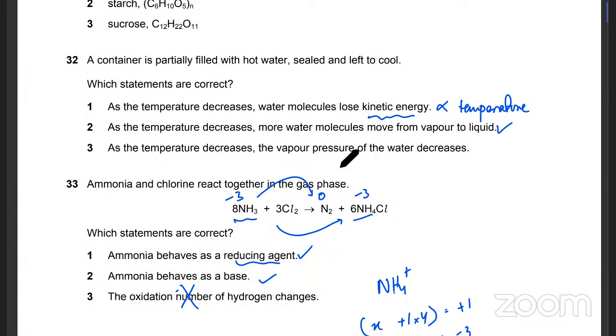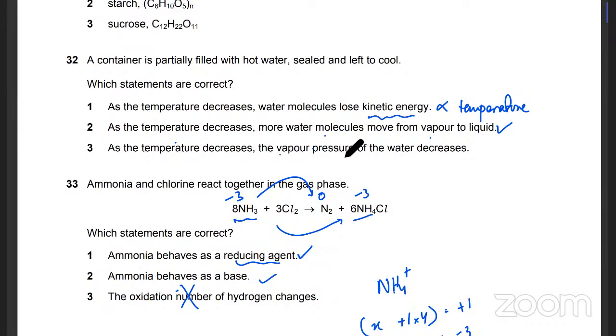Sir, why is the first one wrong? The first one? Yes. Because if temperature is decreasing, that means they are losing kinetic energy. Water is becoming colder. And remember, temperature is a measure of kinetic energy. If something has a lot of kinetic energy, that means its temperature is going to be high. So the first one is correct. As the temperature decreases, more water molecules move from vapor to liquid. That is also correct. It's going to start condensing.